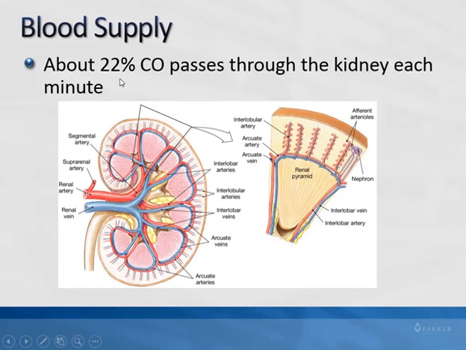22% of your cardiac output passes through the kidneys each minute. Is that a lot? That's a lot. Why is it so important? It's so high. 22% of your cardiac output every minute. Why is it so important that you have so much blood flow going to the kidneys all the time? It's filtering, yes. It's very important. It's that high. And we're going to talk about how it gets that high.